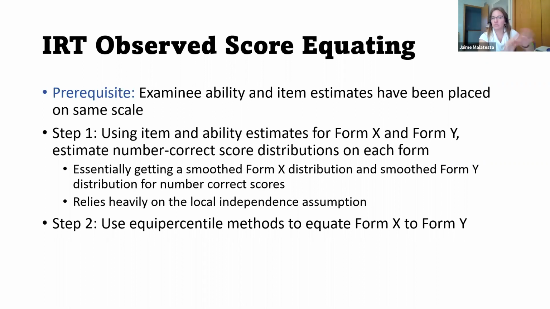So once we have these observed score distributions estimated, which I'll show you how to do in a minute, what we do with these two observed score distributions for Form X and Form Y is essentially use a classical equipercentile equating method to equate the Form X distribution onto the Form Y distribution, so as to make those two distributions equivalent.